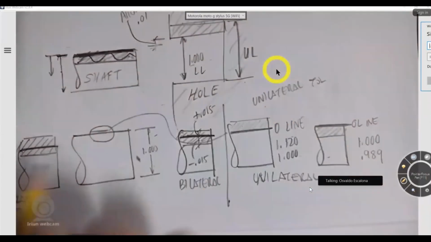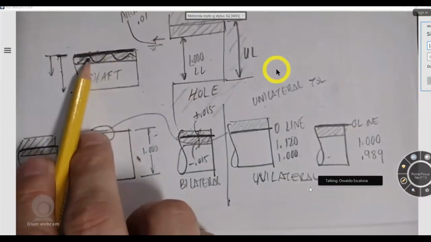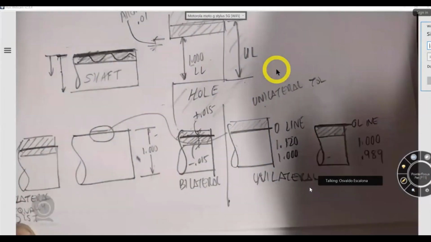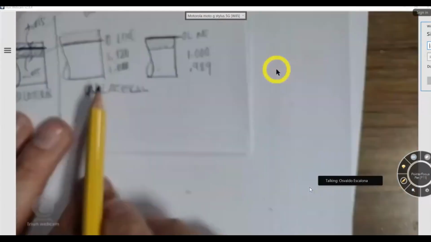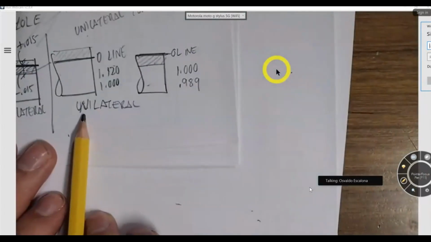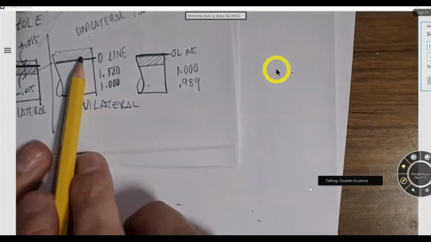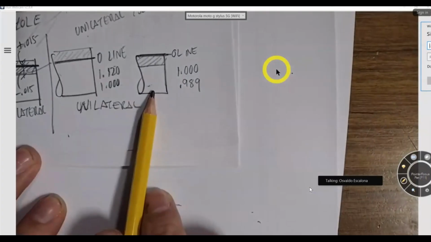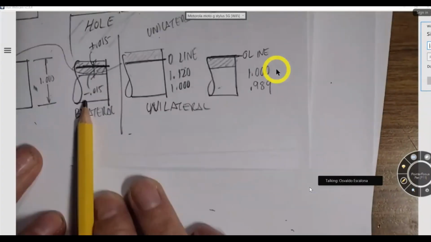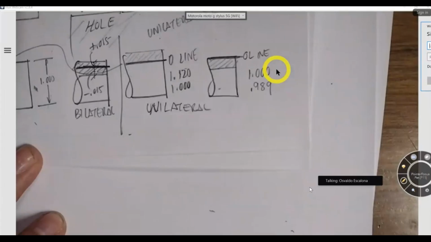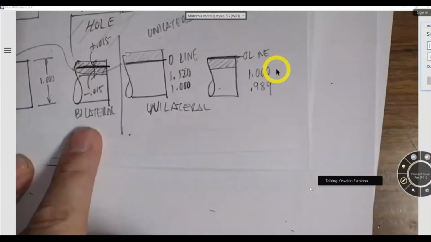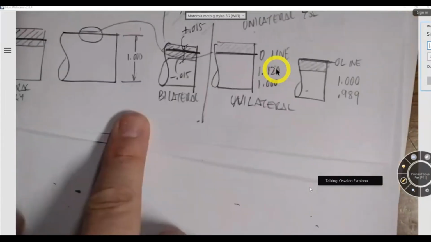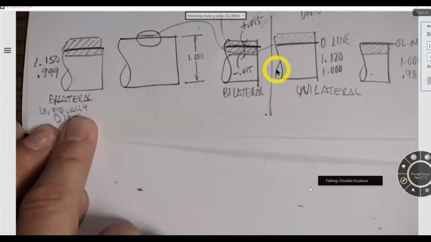This tolerance zone can be distributed in different directions. I can distribute it unilateral. That means I only make my shaft bigger, or I only make my shaft smaller. I can make it equally distributed, like the way that you guys typically have it in your general notes, or you guys could have it unequally distributed. Are we good? I mean, bilateral, unequally distributed.